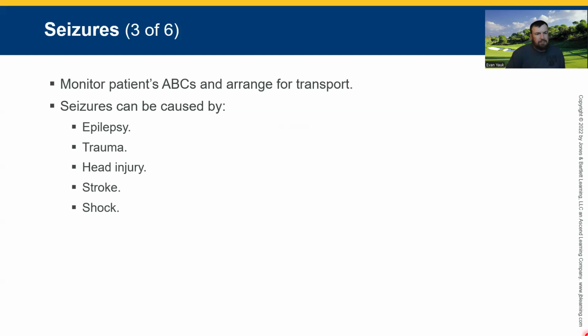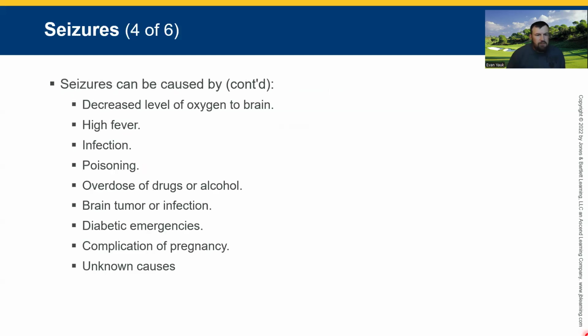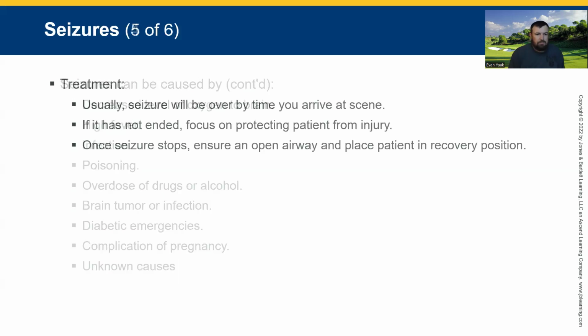Seizures can be caused by epilepsy, trauma, head injury, stroke, shock, decreased level of oxygen to the brain, high fever, infection, poisoning, overdose of drugs or alcohol, or both, brain trauma, brain tumor or infection, diabetic emergencies, complications of pregnancy, or unknown causes. So that's a big one down there, that unknown causes. There's not always a cause that we can find or we know. So we treat our patients based off of our assessment. We treat our patients based off of our vitals, and then we move on.